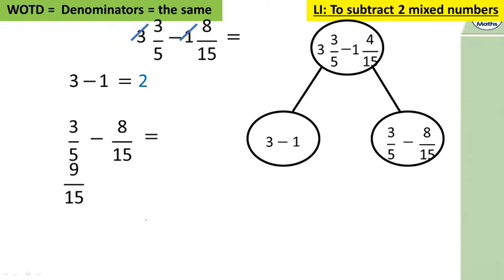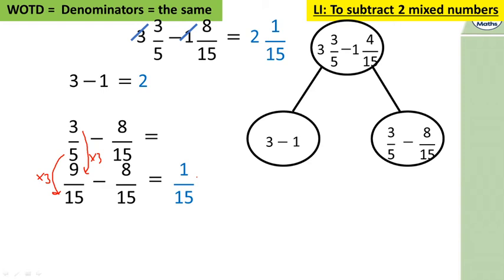We need to make those denominators the same, don't we, before we can do anything else. So 5 multiplied by 3 will make the denominator the same. Whatever you do to the bottom, you do to the top. 3 times 3 is 9. So then we have 9/15, take away 8/15, which is 1/15. So the answer, bring your whole back in with your fraction, is 2 and 1/15.